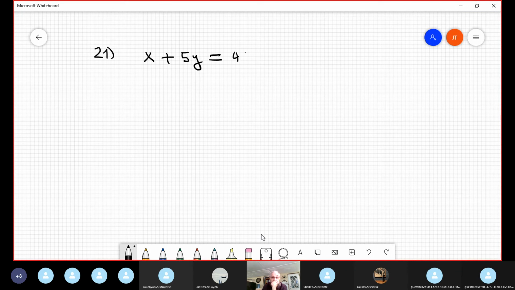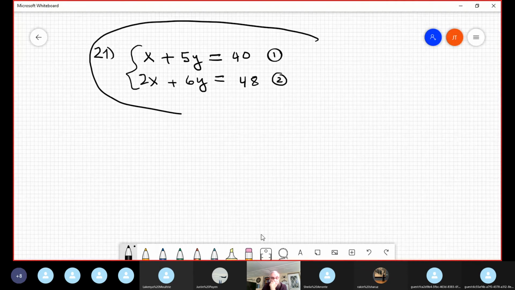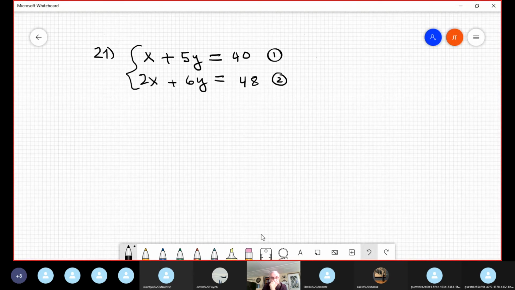x plus 5y equals 40. This is equation 1. And 2x plus 6y equals 48, equation number 2. This is my system. I enclose it in the curly bracket to indicate that this corresponds to one big problem, which is a system of linear equations. One more time, I can see that it's possible to apply substitution because we have coefficients of 1 here. If there are no coefficients of 1, immediately you discard substitution.